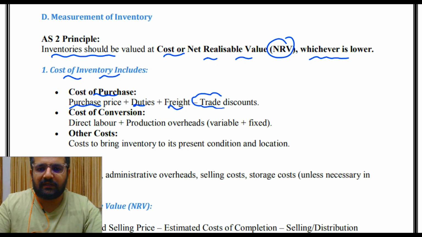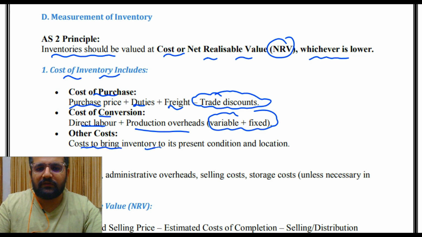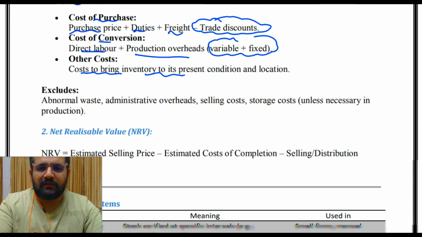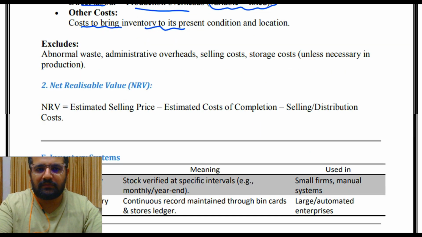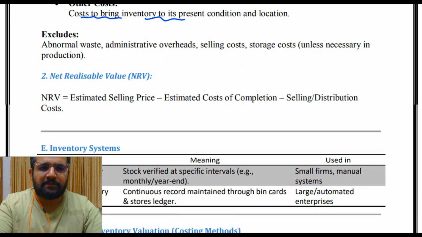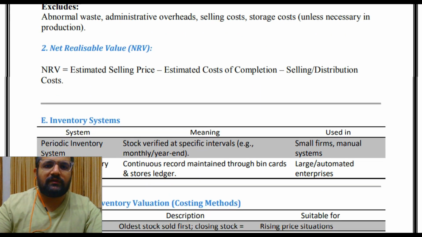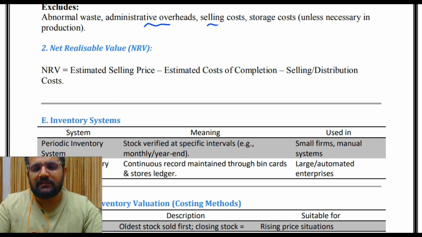Now the cost of inventory includes the cost of purchase, that is purchase price plus duties plus freight, minus trade discount. Then cost of conversion: direct labor plus production overheads, that is variable plus fixed. Other costs: the cost to bring inventory to its present condition and location. It excludes abnormal waste, administrative overheads, selling cost, and storage cost, unless necessary in production.